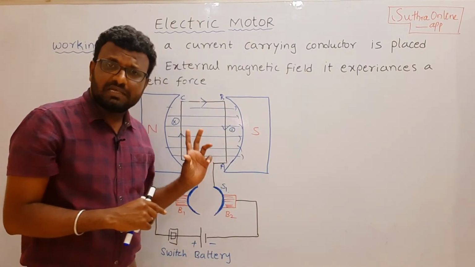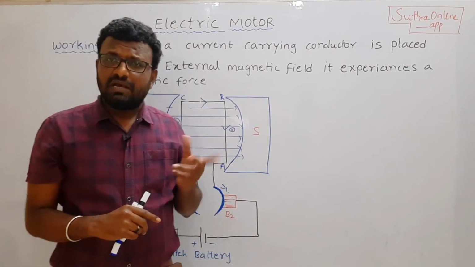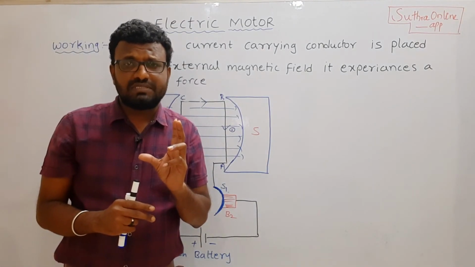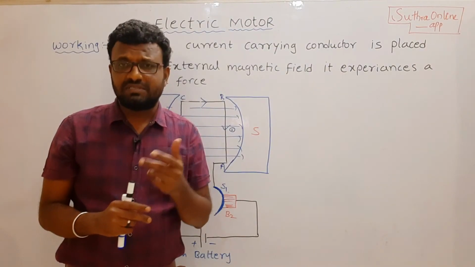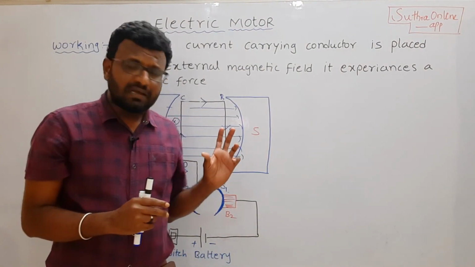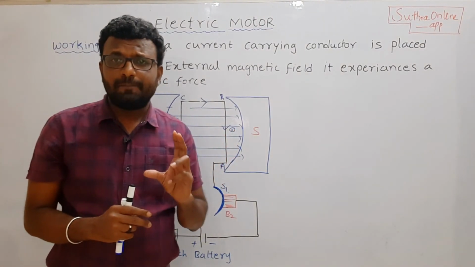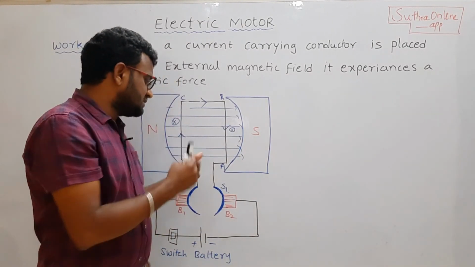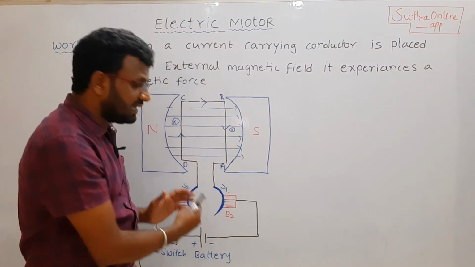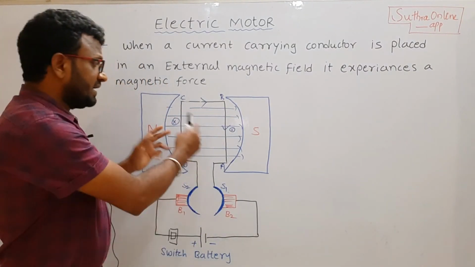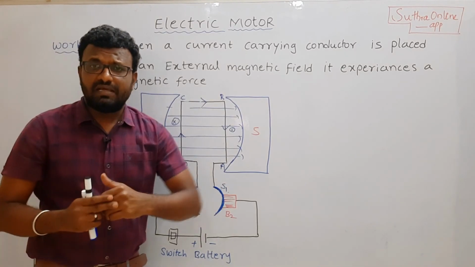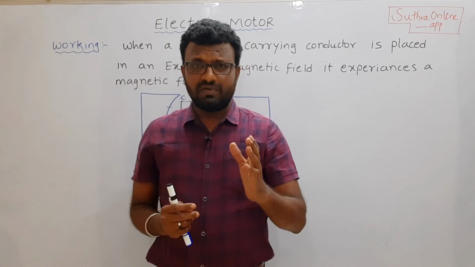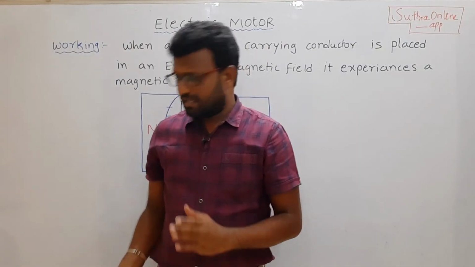So always the current direction is going to change. When the current direction changes, the magnetic force's direction also reverses. Due to that, the coil rotates continuously. When the coil rotates continuously, this electric energy is converted into mechanical energy. So finally we can give the conclusion: electric motor is a device which converts electric energy to mechanical energy.